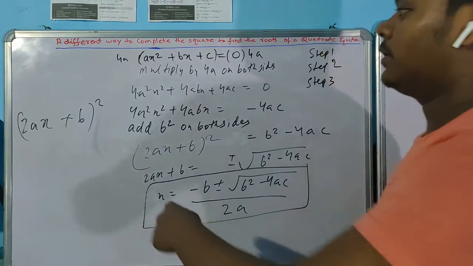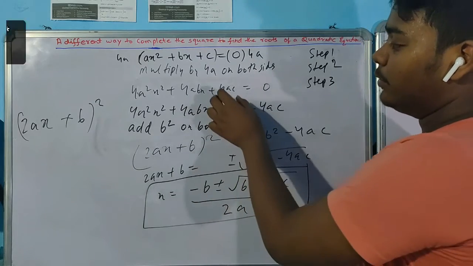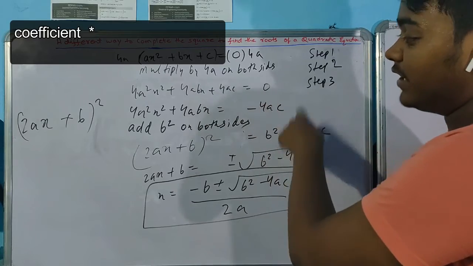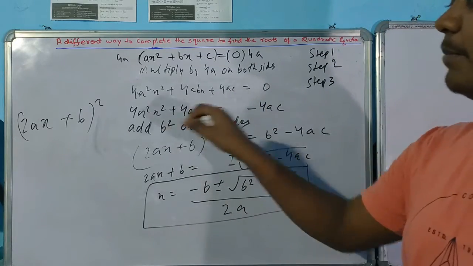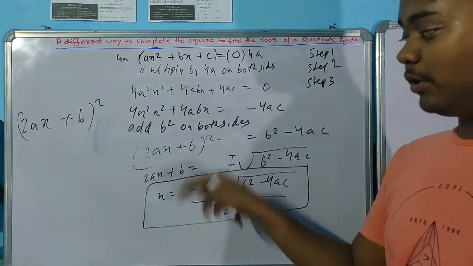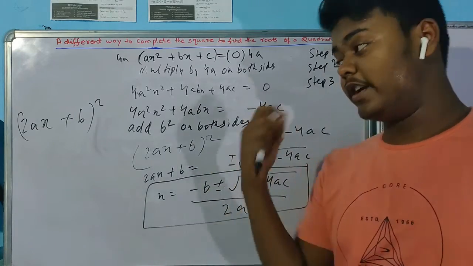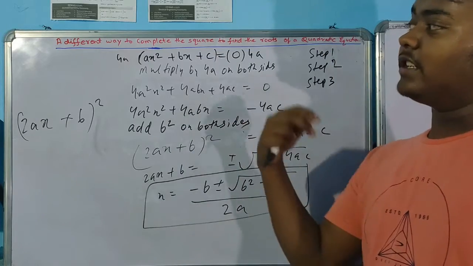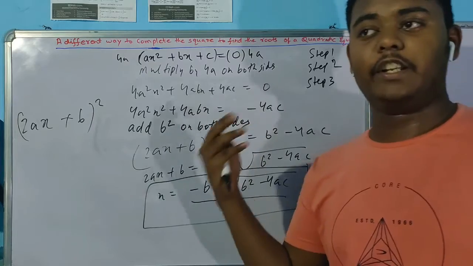What are the steps? You first multiply by 4a, then you take the constant term and put it on the right side of the equation, and now you just add b square on both sides. Then you complete the square, and after that you can derive this, and you can solve many quadratic equations with this method. A different way to complete the square. It is still the complete the square method, but a different approach to completing the square.